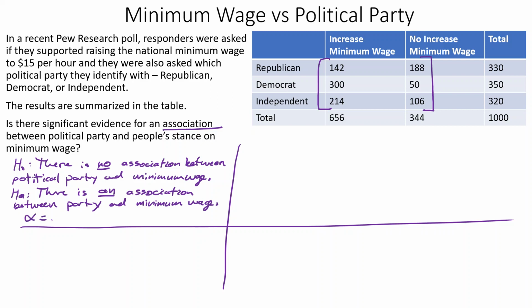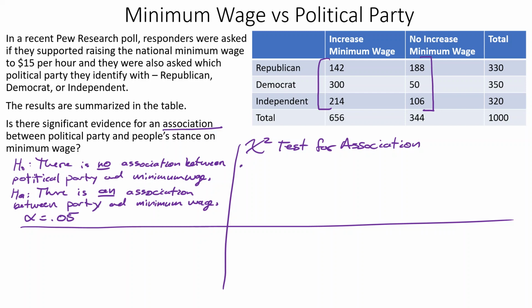All right, and they didn't give us an alpha, so we're going to go with 0.05. It's a chi-squared test. You can say for association or independence. Either one is fine. I'm going to say association this time. Don't write chi-squared test for association, write out association. Lazy. I know some of you.